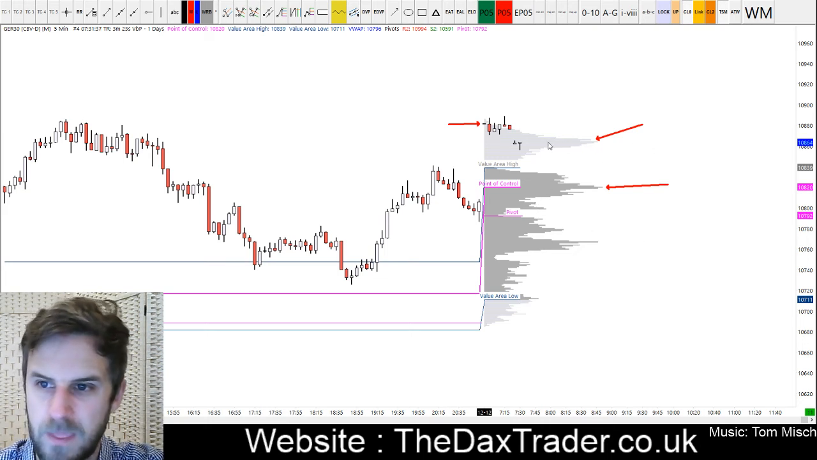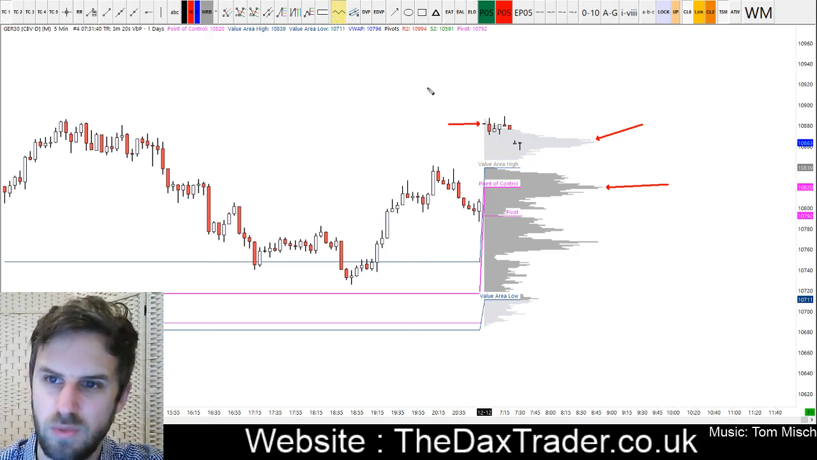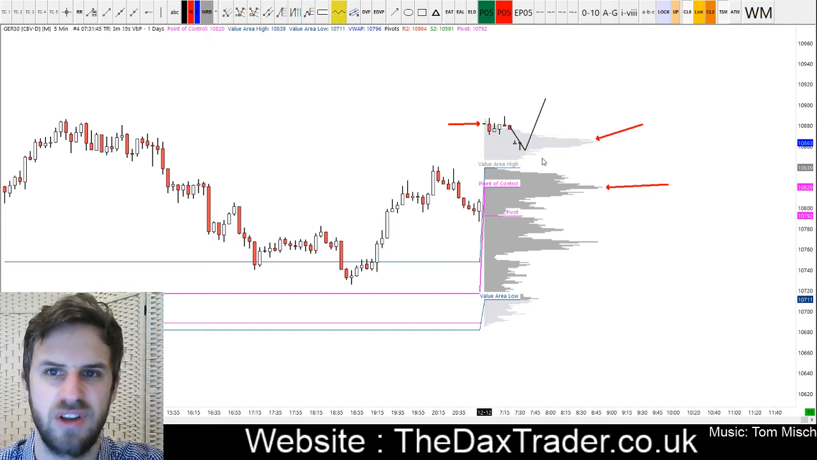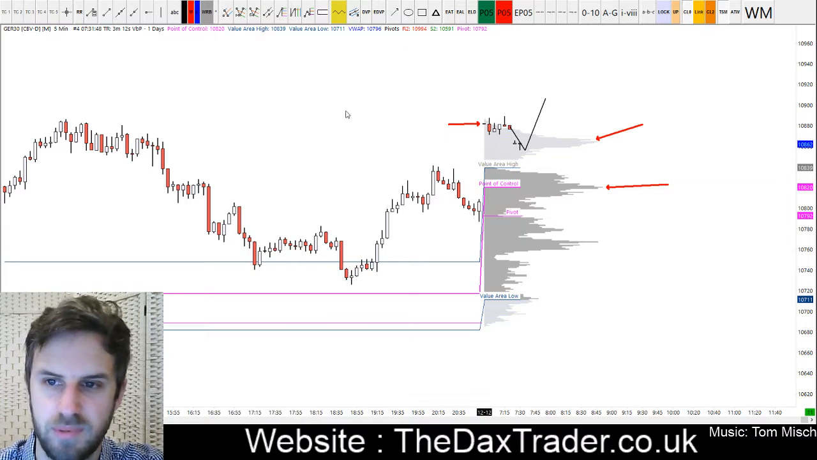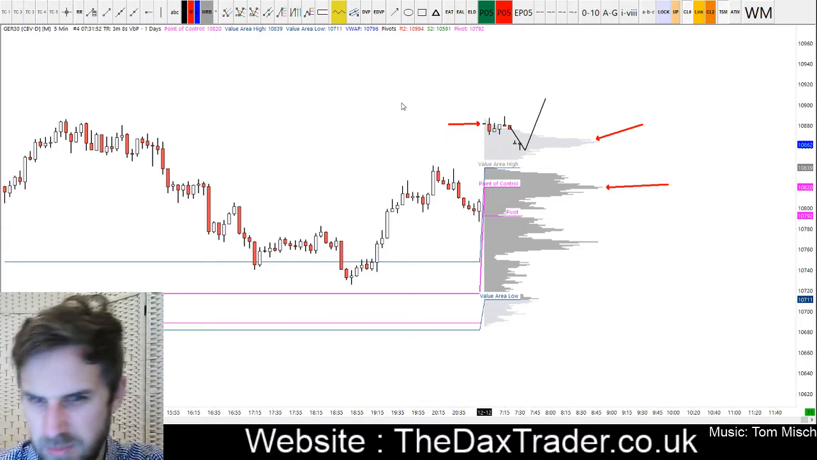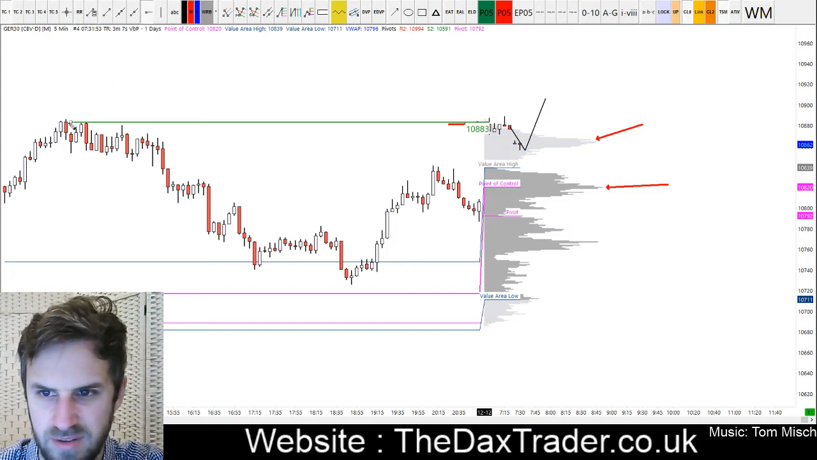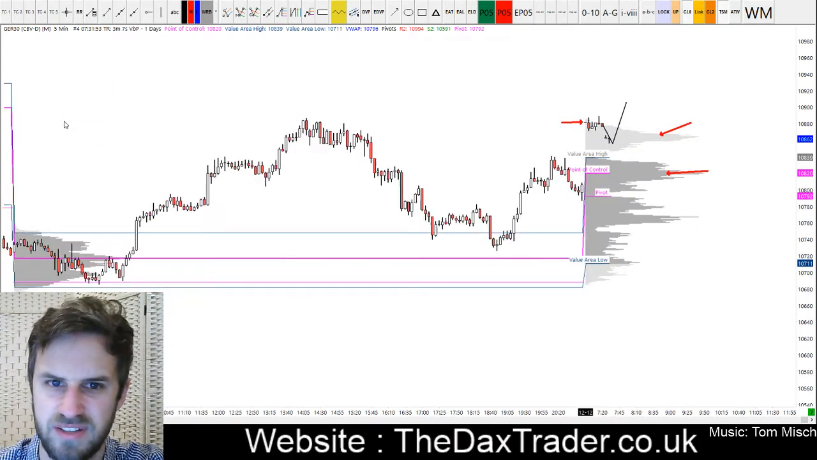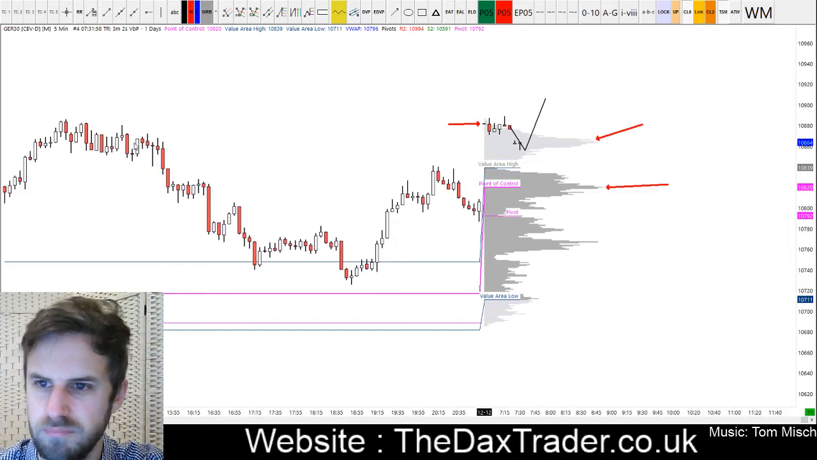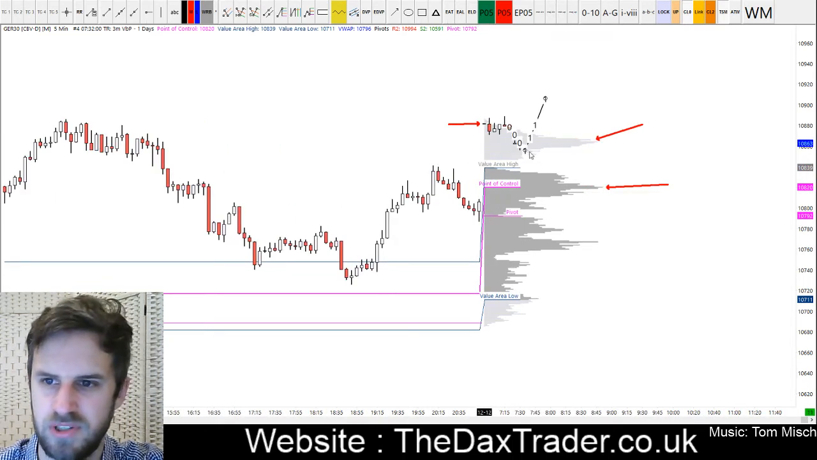So if this high volume area holds, then you would expect it to be looking to challenge the highs of the day, but also taking out yesterday, which I think we actually may have already done. Yeah, we've just about taken out the highs of yesterday. So that's one scenario. That would be the bullish scenario.